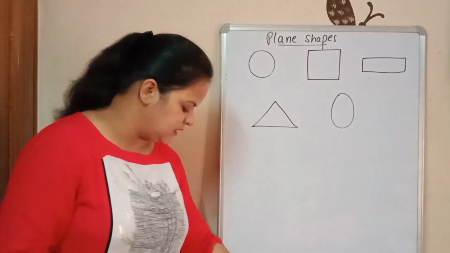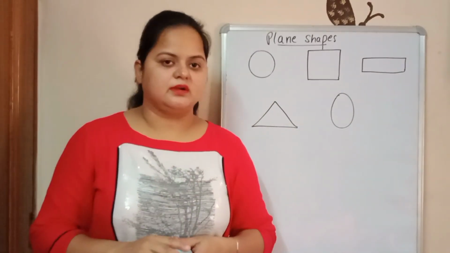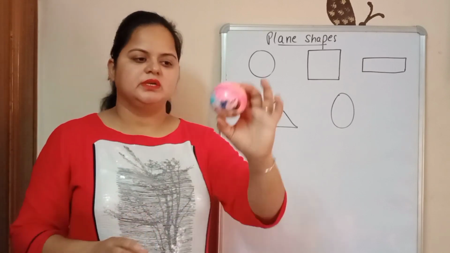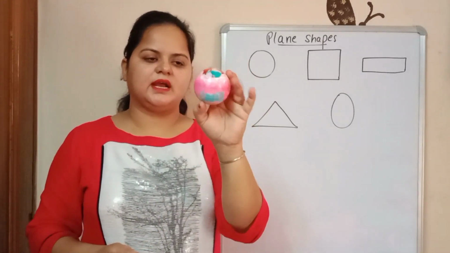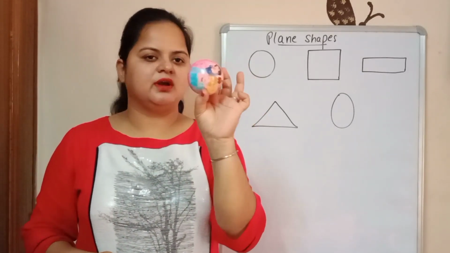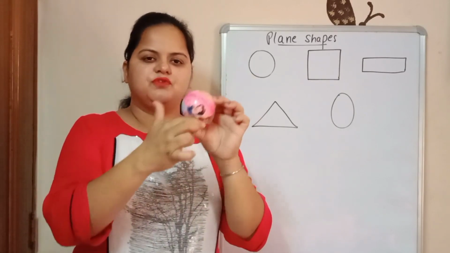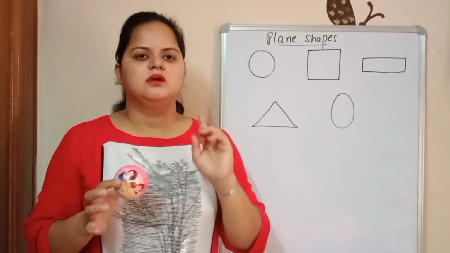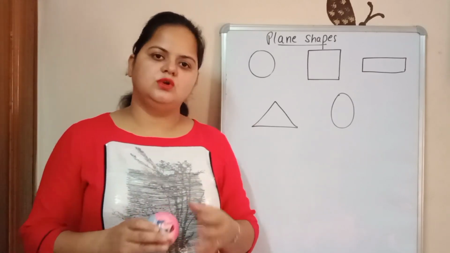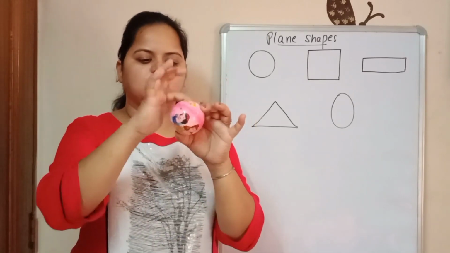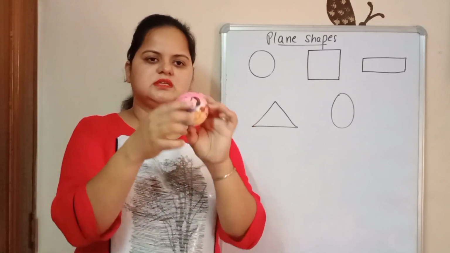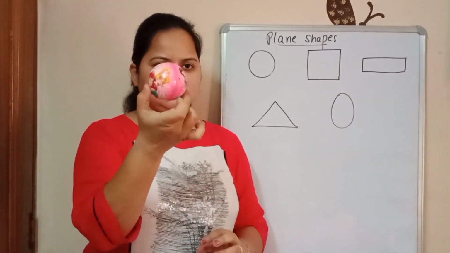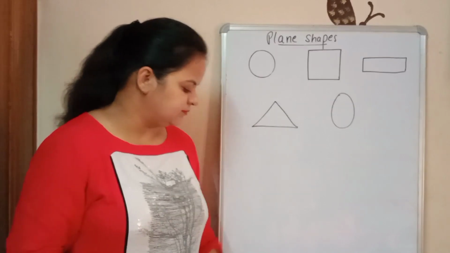Now the last is the sphere. See, I have one ball in my hand and this is sphere in shape. A sphere has only one face. No edges, no corners. It has only a single face. This is a sphere. Okay.